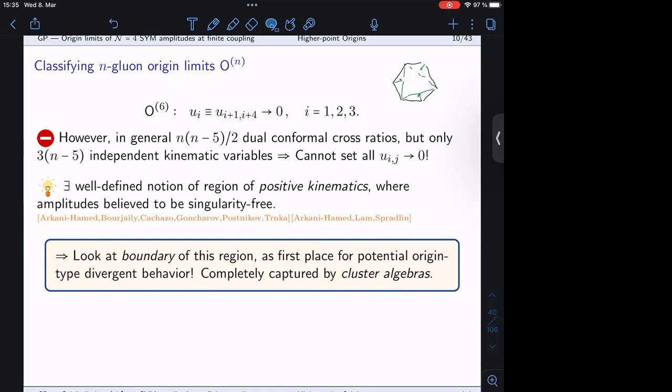The issue that prohibits a simple answer to what the higher point origin limits are is that, in fact, we have this number of dual conformal cross ratios. This number is just the way of picking 4 points out of n, excluding nearest neighbors. Otherwise, it would be n minus 3 over 2. So we have these many cross ratios, but nevertheless, we have much fewer independent variables. And the fact that these two coincide for n equals 6 is an accident. So we cannot just set all the cross ratios to 0. It's not possible. You can at most send 3n minus 5 of them to 0.